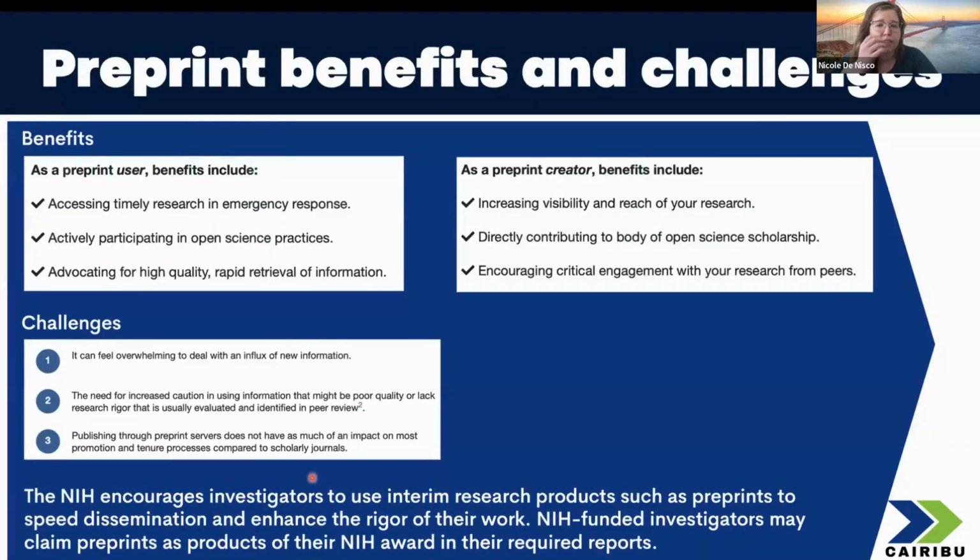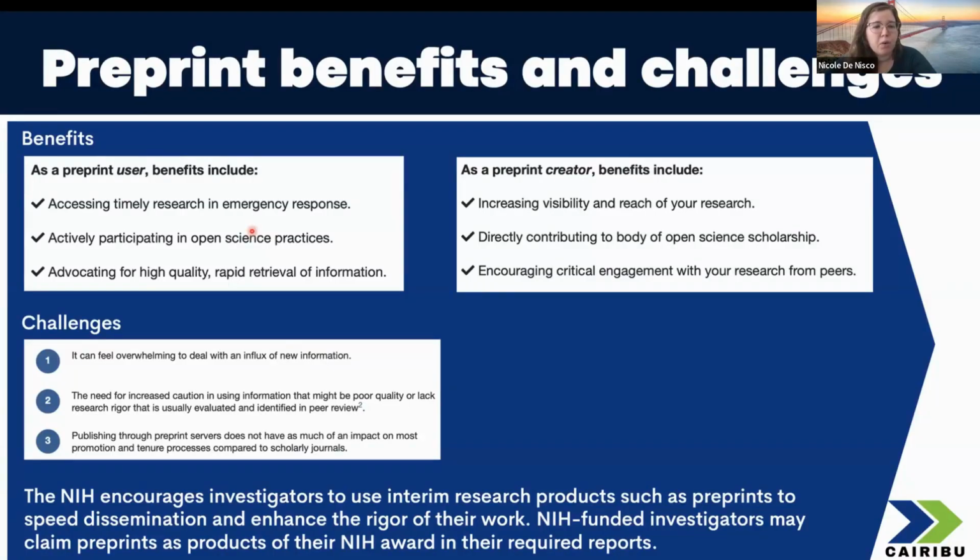Okay, so these are some of the benefits and challenges of using preprints that the NIH really pointed out in their training and on their website. First, benefits as a user. They have benefits not just to the poster, but also to the general scientific community. It allows us to access timely research. If it's medically associated, such as in an emergency response, preprints became really big during the COVID-19 pandemic. That's when their use expanded a lot and they started to be indexed on NCBI, because there was all this research coming out very quickly during that time.